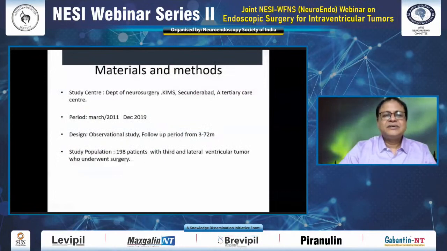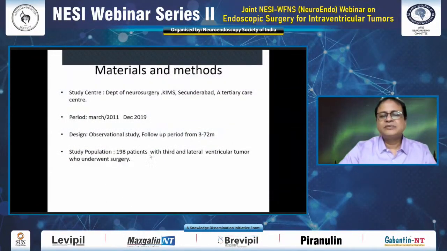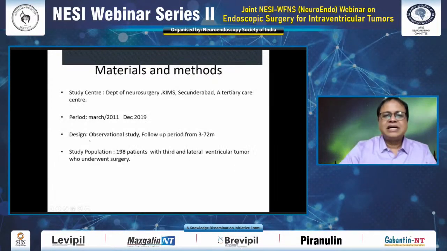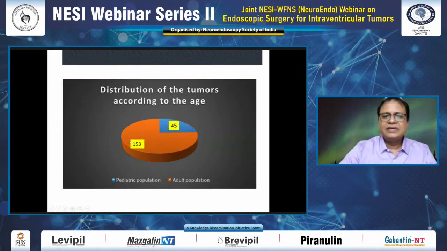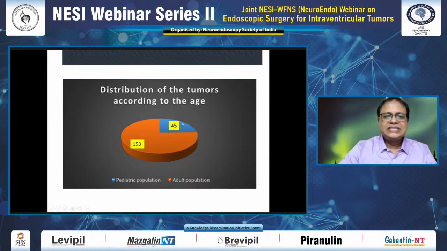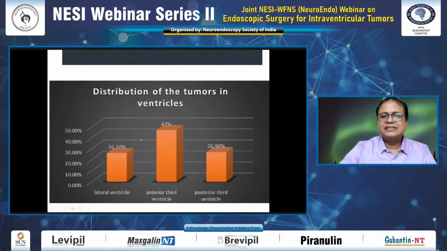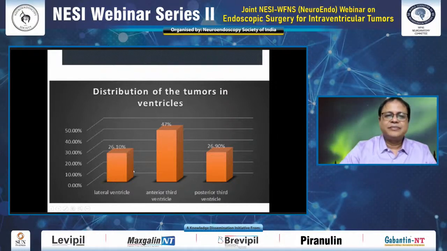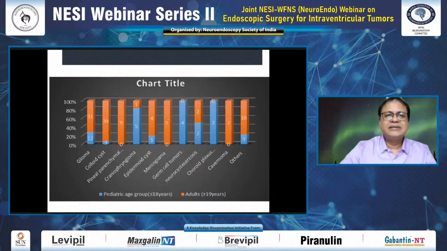So we studied the number of cases done over 8 years: 198 patients with third and lateral ventricular tumors who underwent surgery in our hospital. Of those, 153 were adults and 45 were pediatric. 26% were in the lateral ventricle, 47% in the anterior third, and 26% in the posterior third ventricle. These are the different pathologies we have operated.